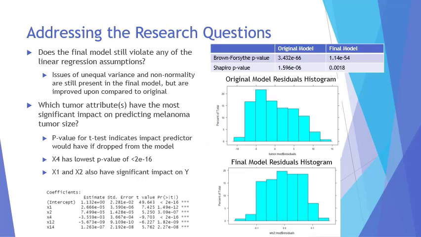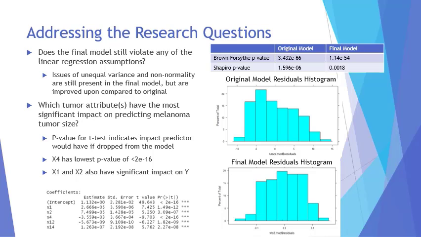The third question about whether the final model still violates any linear regression assumptions was answered by the diagnostics performed on the final model, and as stated before, unequal variance and non-normality are still an issue, but were improved upon as shown by comparing the Brown-Forsythe and Shapiro test p-values, as well as the residual histograms of the original and final model shown on the right.